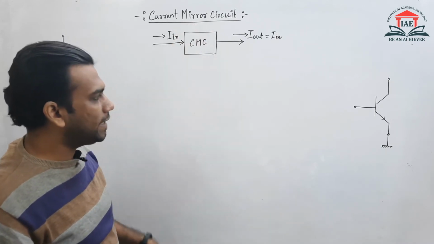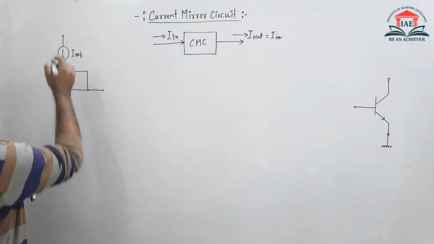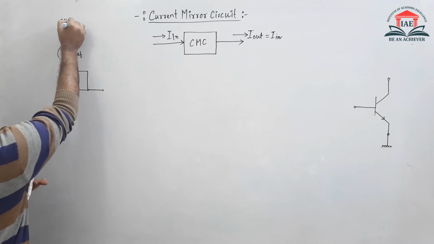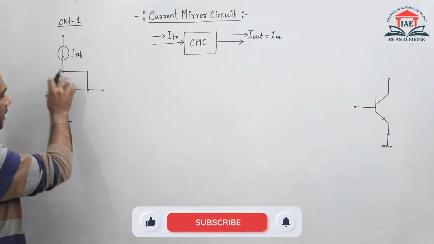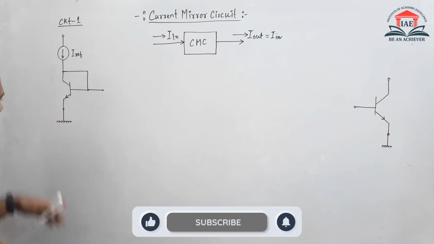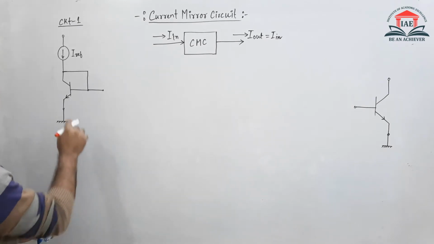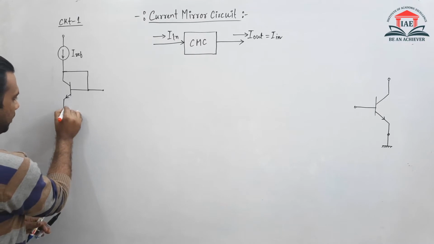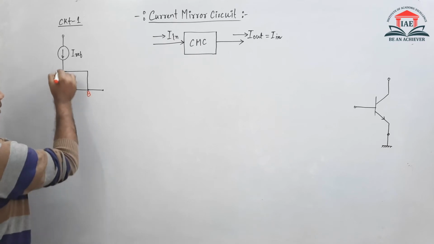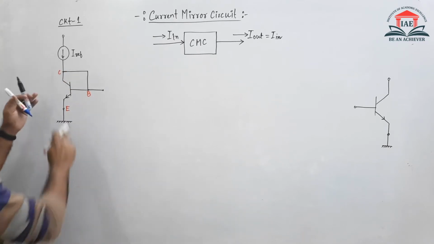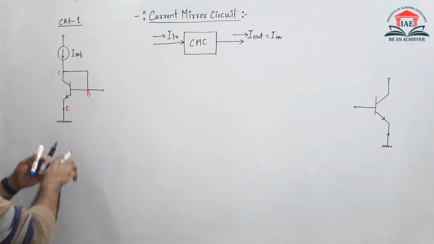To understand that, let's first take this example. This is circuit number 1. In this circuit number 1, you can see there is an NPN transistor. What are the terminals here? This is the emitter terminal, this is the base terminal, and this is the collector terminal. And the base and the collector are short circuited.